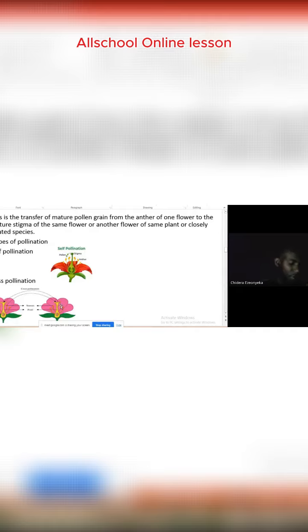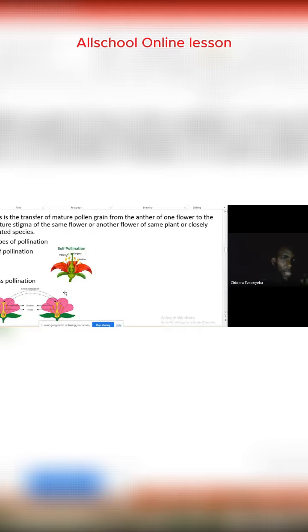And plants that are known to undergo cross pollination are basically most flowers that you know, like the morning glory flower, the hibiscus flower. There is this flower that is being called Pride of Barbados. Yes, sir. Good. That flower is also a good example of a flower that undergoes cross pollination.